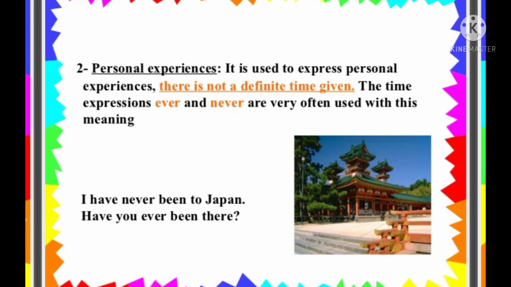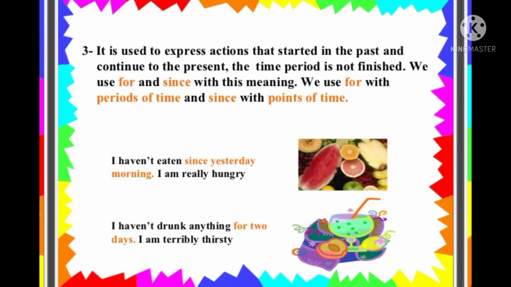And the time expressions ever and never are very often used with this meaning. Okay, see this example. I have never been to Japan. This is my personal experience. Have you ever been there? Okay, it's talking about one's personal experience. In order to refer to that, we are able to use adverbs like ever and never.